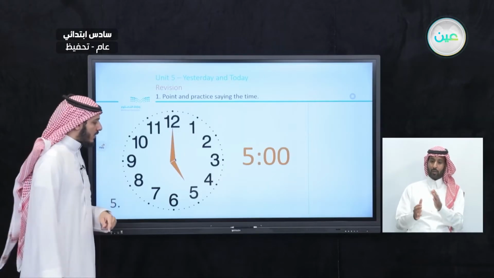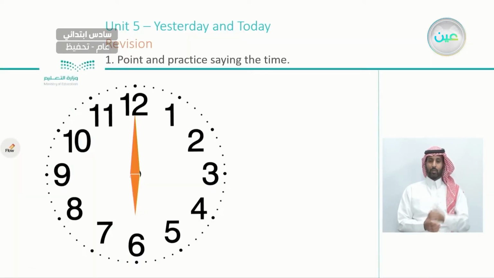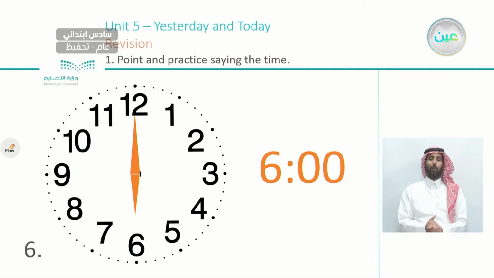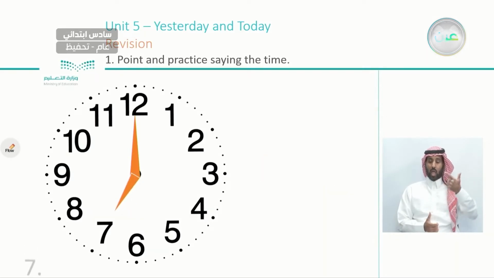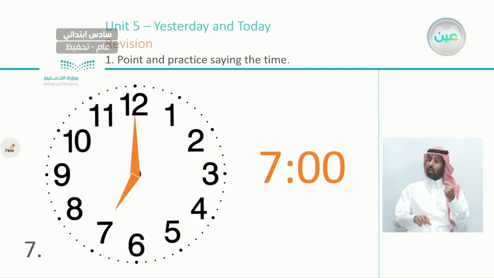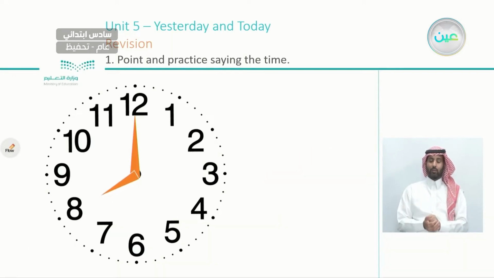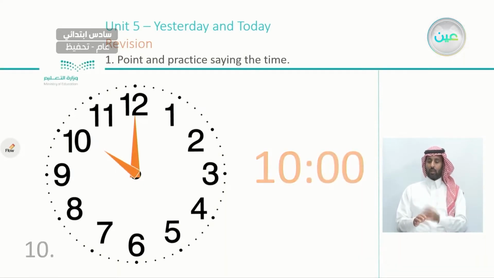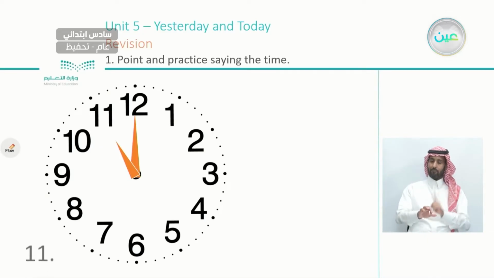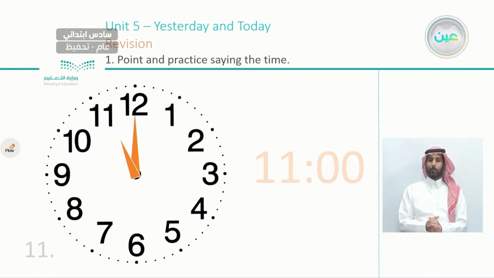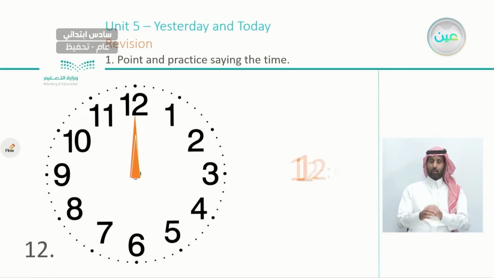What about this? 5 o'clock. That's right. What about this? 6 o'clock. Excellent. What about this? This is 7 o'clock. That's right. What about this? What time is it? It is 8 o'clock. What about this? It is 9 o'clock. What time is it here? It is 10 o'clock. What about this? It is 11 o'clock. What about this? It is 12 o'clock.